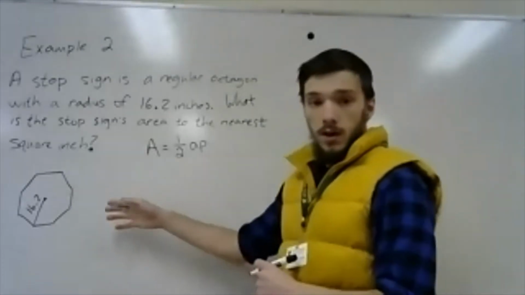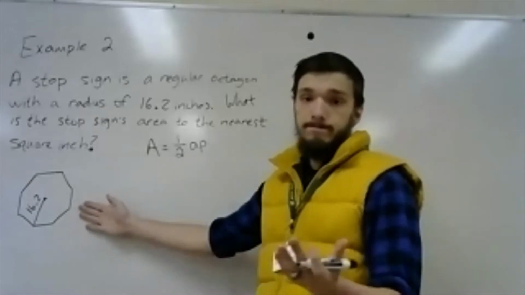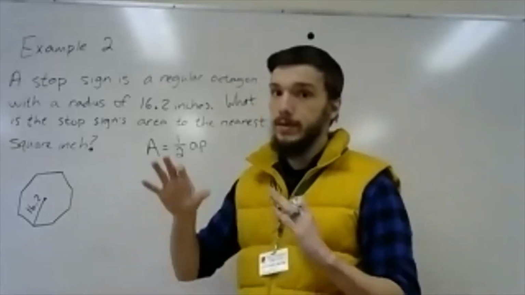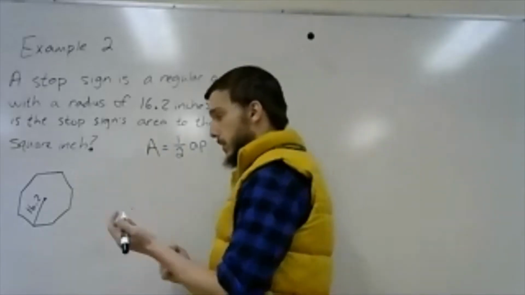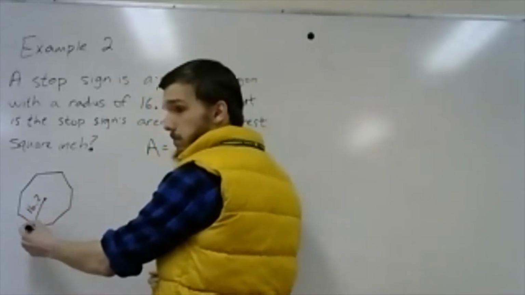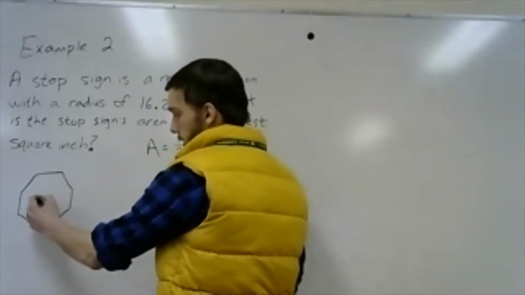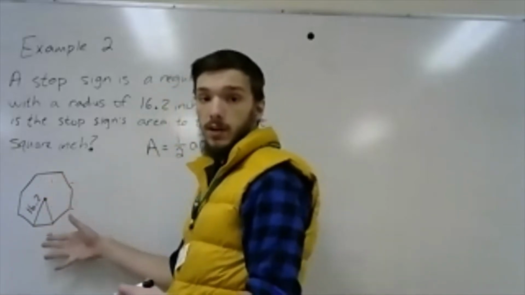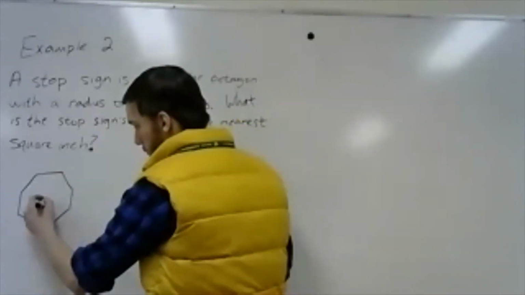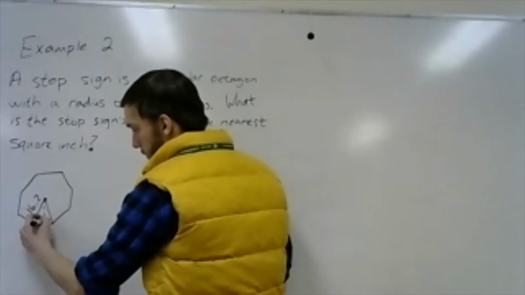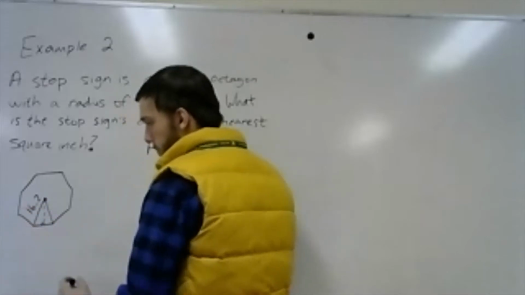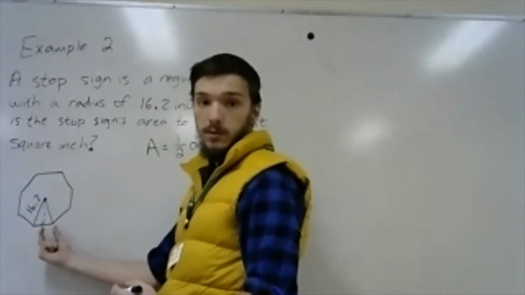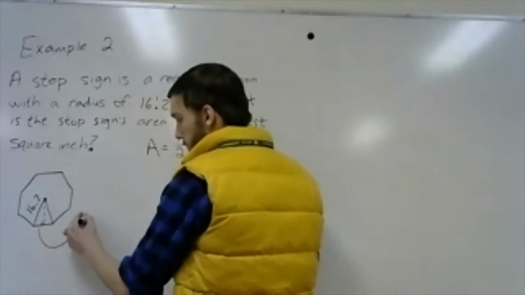Okay, so we've got a regular octagon. Octagons are my favorite shapes to draw because they just seem to work a lot better than my nonagon. We have a radius of 16.2 inches. I'm going to start off by drawing one of our 8 triangles from inside of our regular octagon, and I'm going to split that triangle in half by our apothem. Now we have 2 right triangles, and I'm going to pull one of them out.